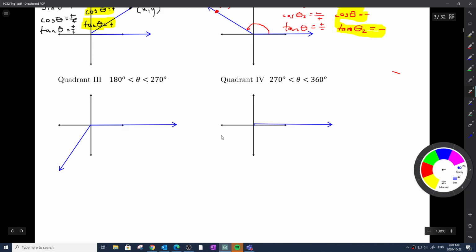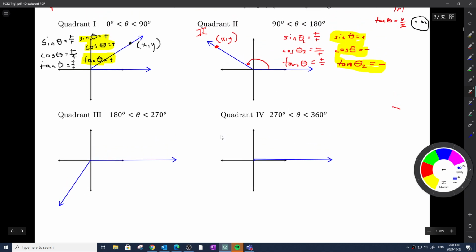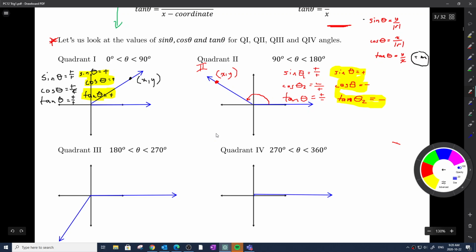I'm going to press pause here. I'm going to let you work on quadrant 3. Here we are. I'm starting. This is what I got. My x and y coordinates are both negative.